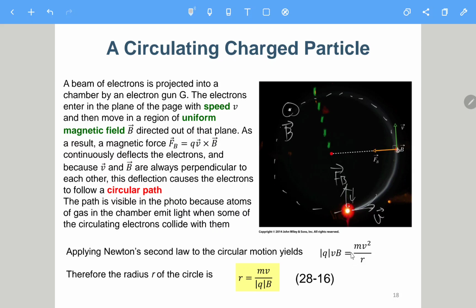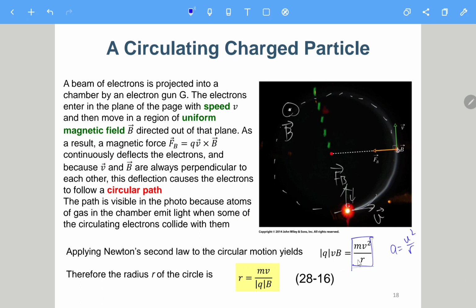Also in physics 1, you should know that this is the force for the circular motion, mv squared over r, which is like a equals v squared over r. In high school physics, I think you all also have learned that before. So this is the force.